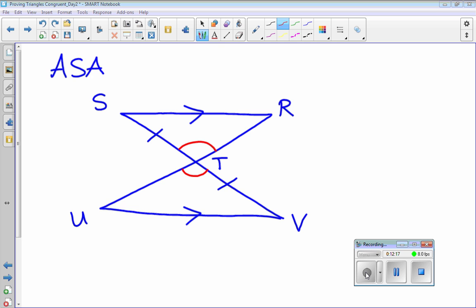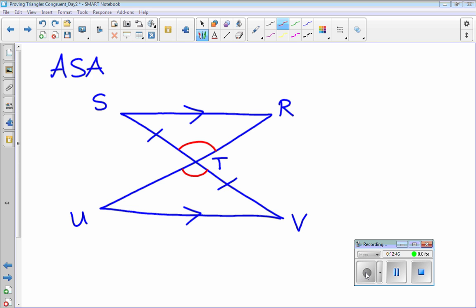Okay, so I've got two things. Let me write those two things down because they're pretty important. So I'm going to say one, shared side, write it off to the side here. And the second one was vertical angle. Okay. So I have one pair of angles. So think about that before you answer.